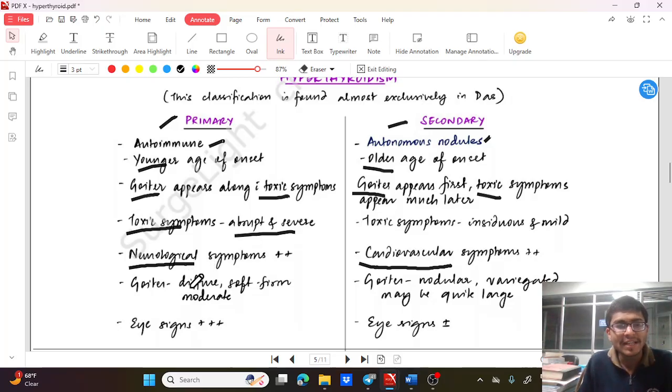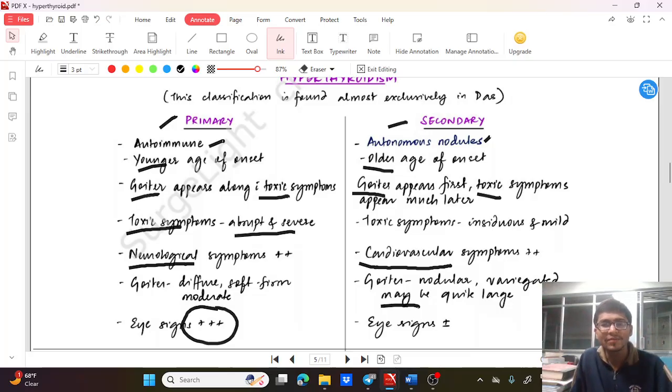The goiter, the swelling, will be soft to firm, moderately enlarged, and generally diffuse, as in Graves' disease, whereas in secondary it will be nodular or multinodular, variegated, and also quite large. Lastly, the eye signs will be more prominent in the primary and less common or even sometimes absent in secondary. So these are some of the differences of hyperthyroidism in primary versus secondary.